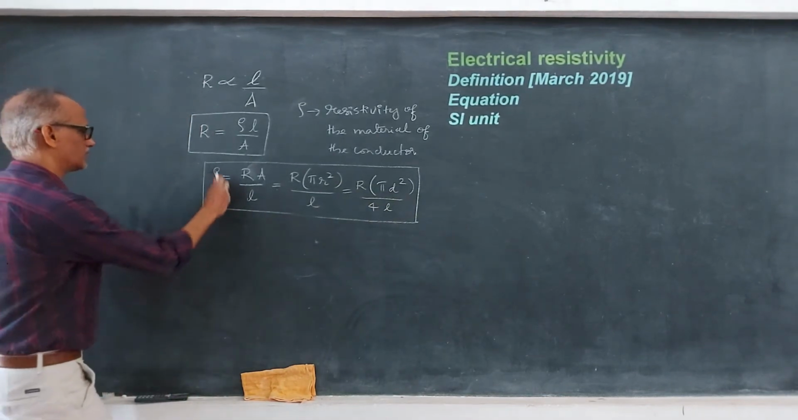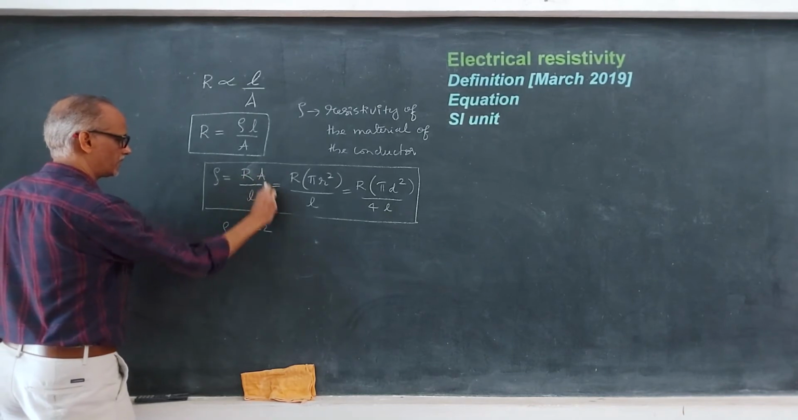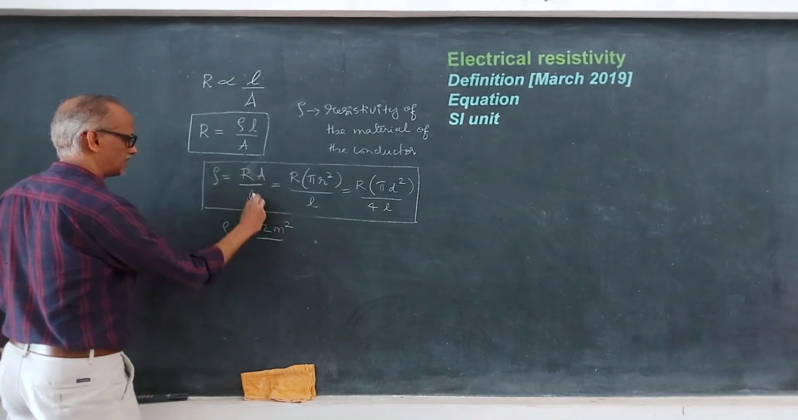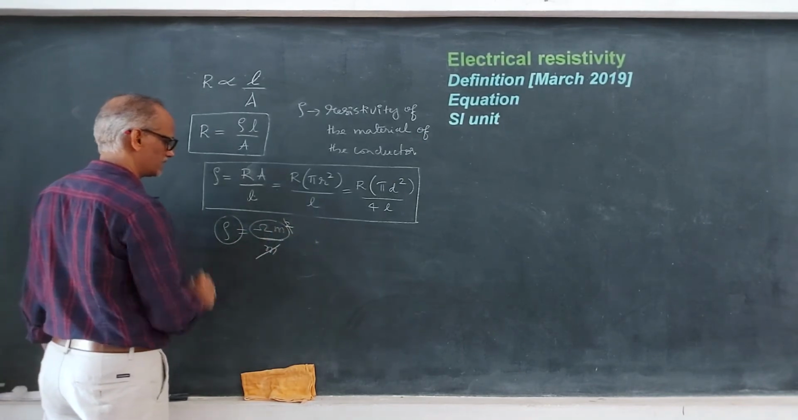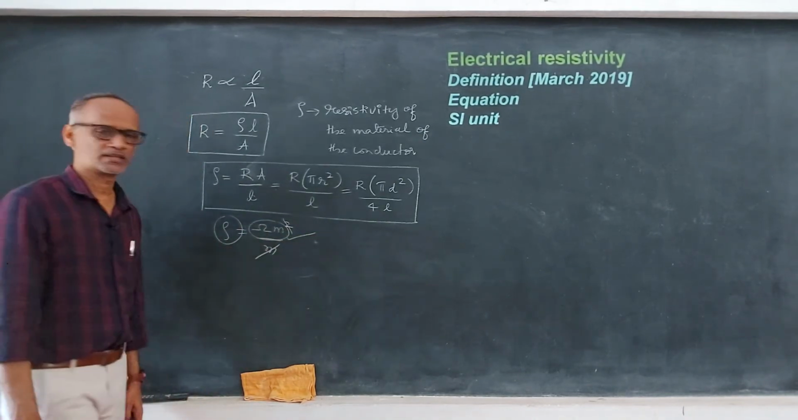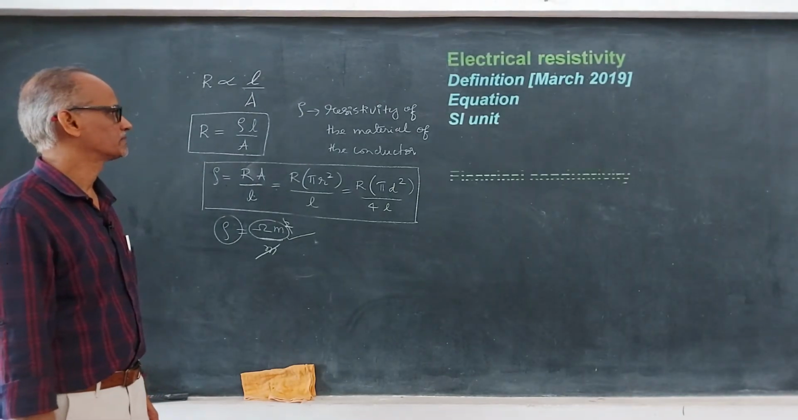What is the SI unit? So rho is equal to resistance R in ohm, area in meter square, length in meter, this meter will get cancelled. So you will get the resistivity in ohm meter, which is the unit of resistivity.